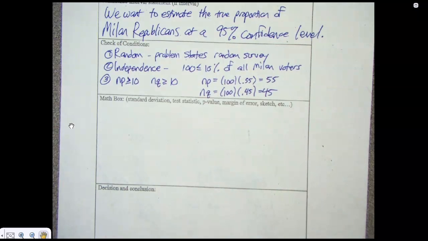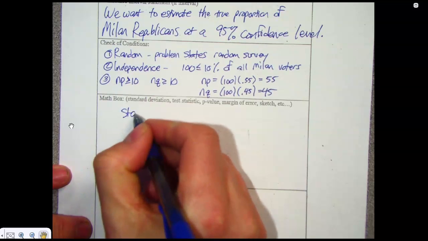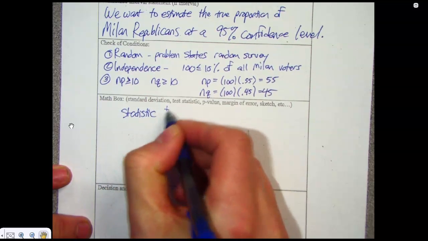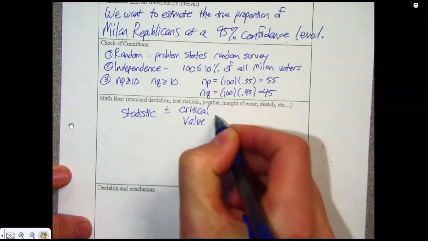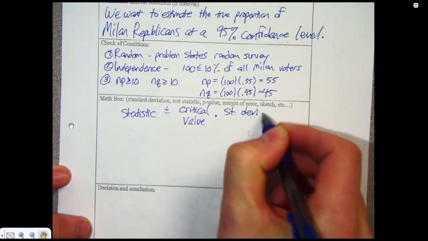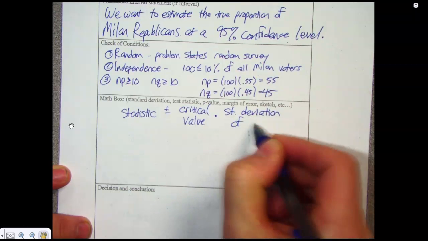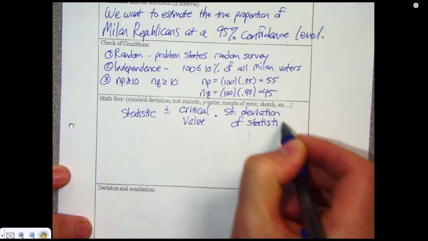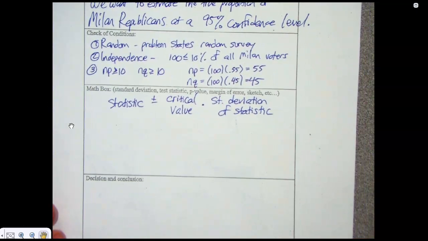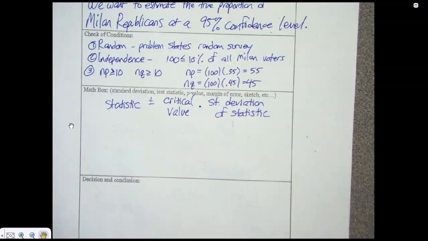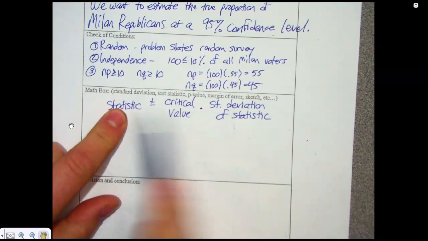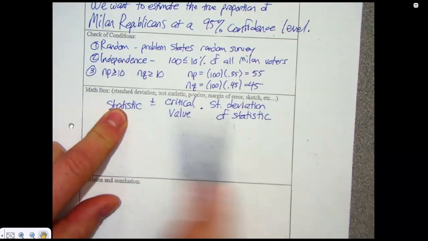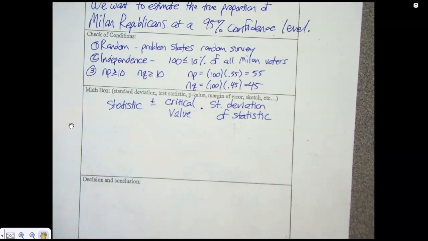Alright, so the confidence interval is always going to be the statistic plus or minus the critical value times the standard deviation of the statistic. There are four different confidence intervals we're going to do, but this general formula applies to all of them, and this is on the formula sheet for the AP test. That's what I was checking, that I was using the same language they were.